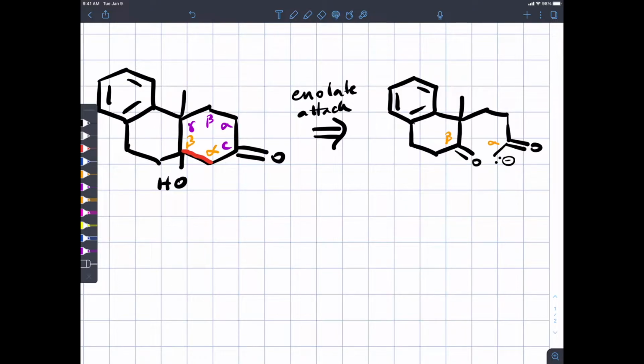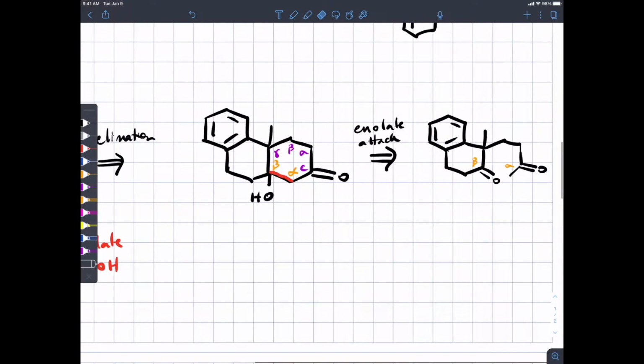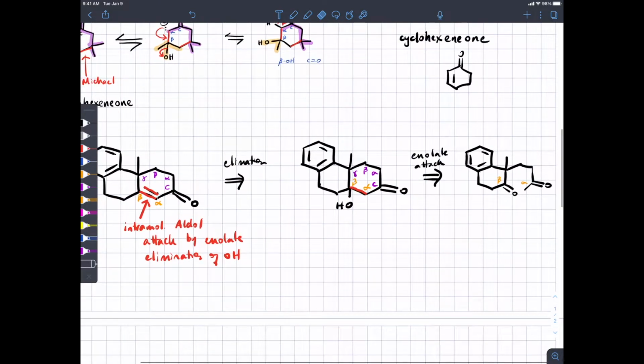Okay, and then presumably we would have made that enolate by deprotonation, and that's kind of boring, so we're not going to draw that separately. We'll just erase the negative charge there. Okay, so that's what it looked like prior to the intramolecular aldol reaction. All right, questions so far about that?